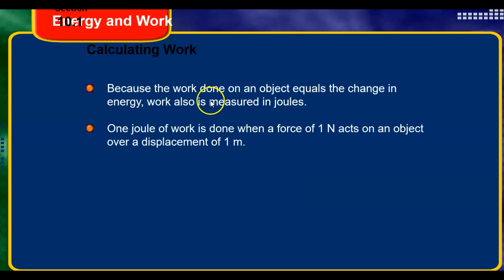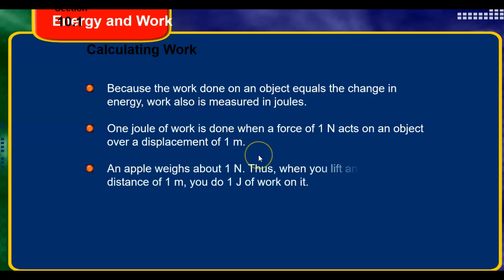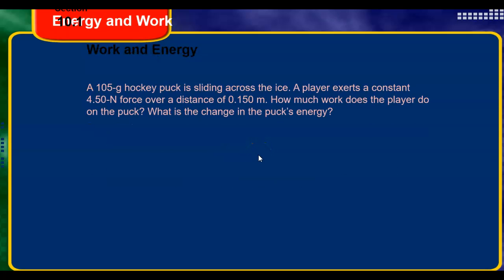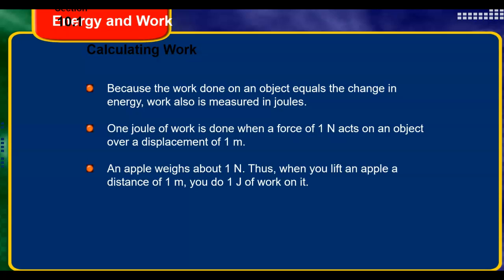So because the work done on an object equals the change in energy, work is also the same unit as energy, which is joules. And a joule of work is done when a force of 1 Newton acts on an object over a displacement of a meter. So an apple weighs about a Newton. So if you lift an apple a meter above the ground, so about a little over 3 feet, you do 1 joule of work on the apple.